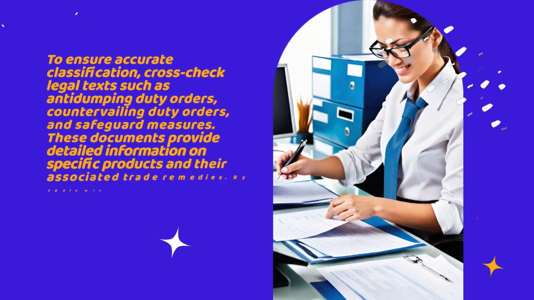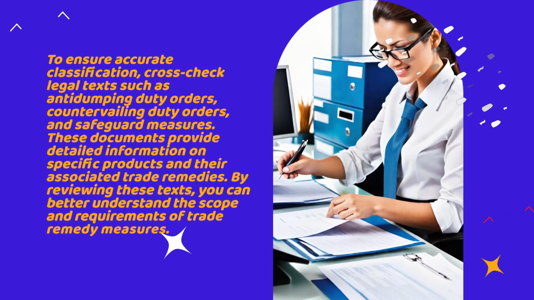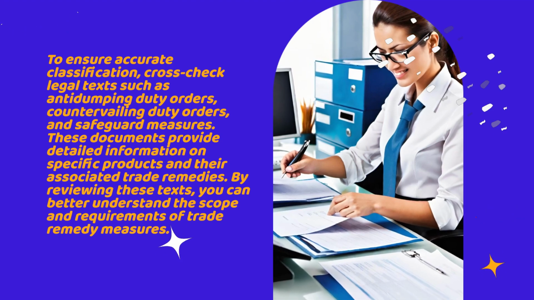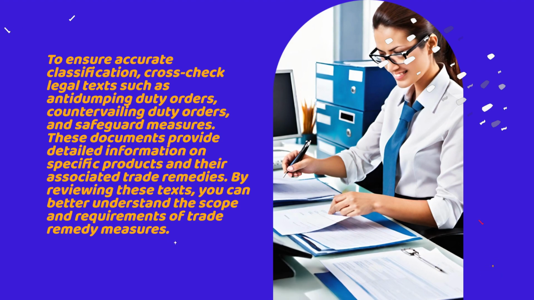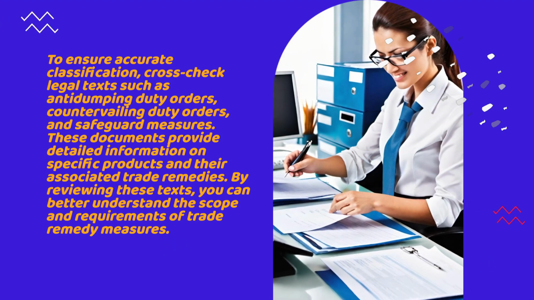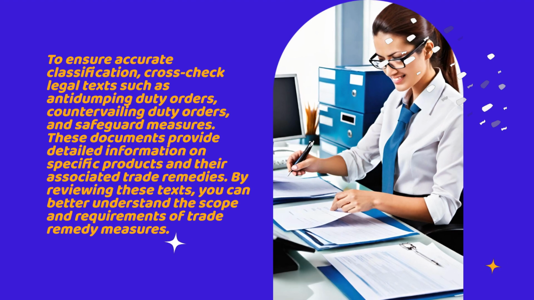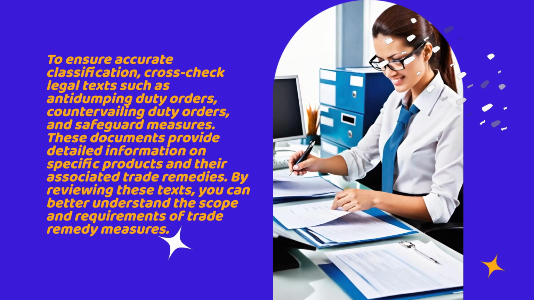To ensure accurate classification, cross-check legal texts such as anti-dumping duty orders, countervailing duty orders, and safeguard measures. These documents provide detailed information on specific products and their associated trade remedies. By reviewing these texts, you can better understand the scope and requirements of trade remedy measures.